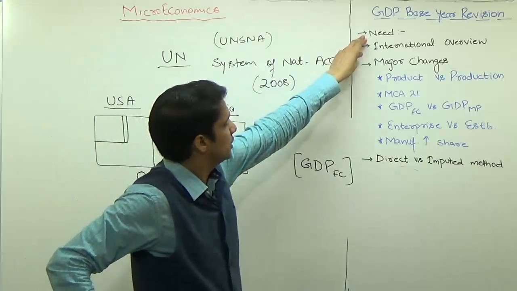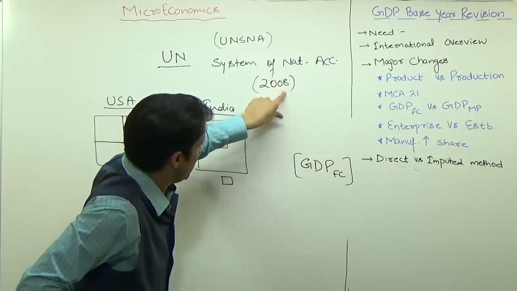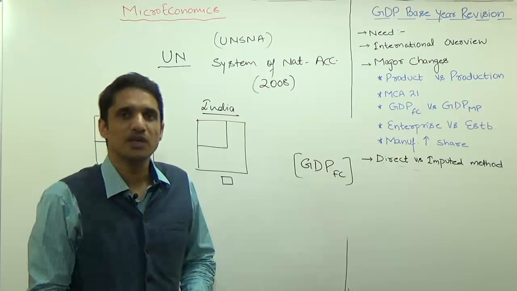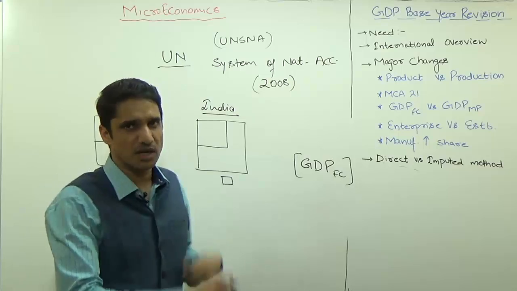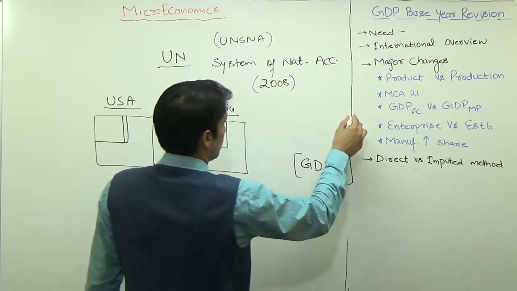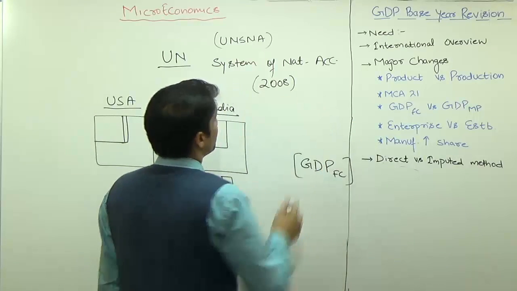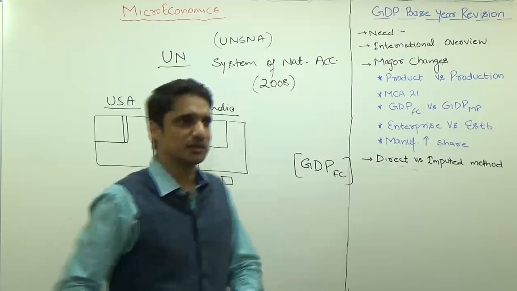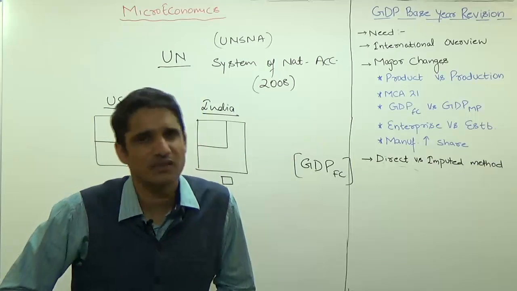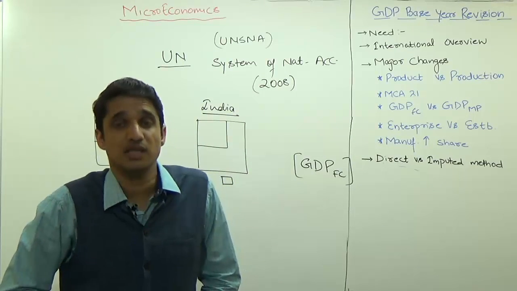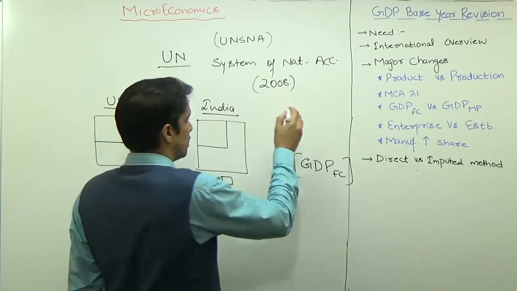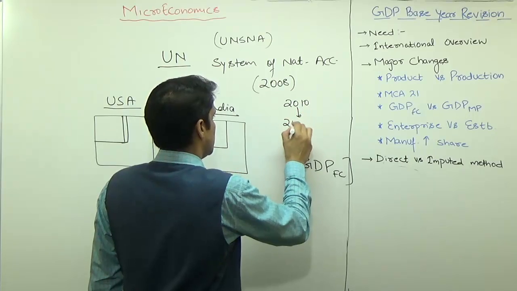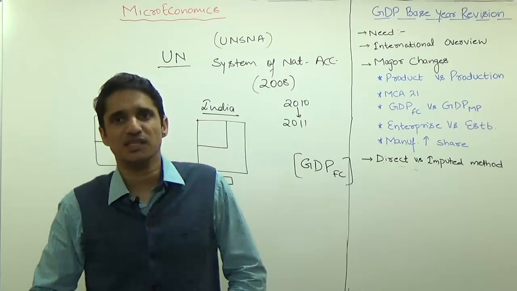So UN-SNA prescribed in 2008, and finally India also agreed to some of the prescriptions of the United Nations System of National Accounts, and we changed it after almost 7 or 8 years. The developed countries, it's like an international overview. In developed countries, they change their base year after every 2 years or 3 years, even after every year, just like the UK. So the UK changed it from 2010 to 2011 because a lot of changes are taking place.